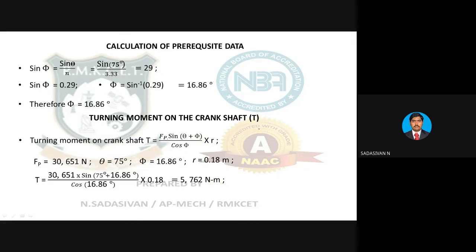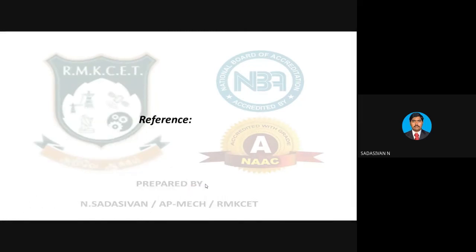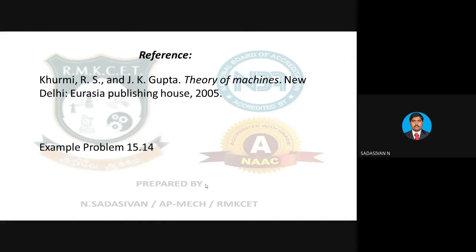Only one question is asked. Find the turning moment on the crankshaft when theta is 75. So that completes the problem. That's only one. No need to sum up the result. So the final answer for the problem is the turning moment on the crankshaft when theta is 75 degrees, 5762 Newton meter. Okay, that completes the problem. So this is your example problem 15.14 in Kurmi.